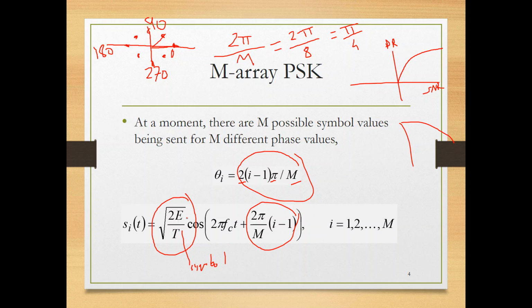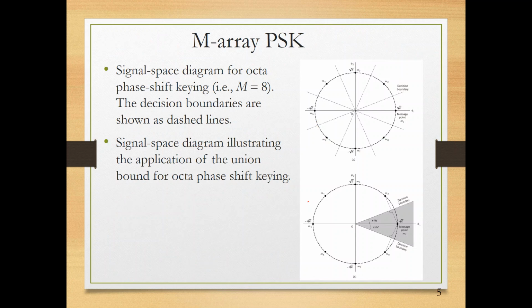And based on the M value, you decide how many bits each symbol represents. Clear? And I can take the values from 1 to M. So this is the mathematical formula, this is the model of your transmitted signal that you modulated with M-ary phase shift keying. Are we fine now?